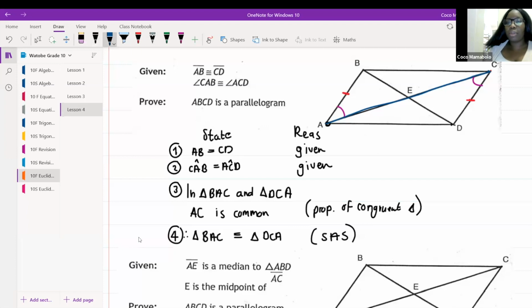Yes, Stephen, because there's a side and an angle, and the angle is in between the two sides. That is why we call it SAS.